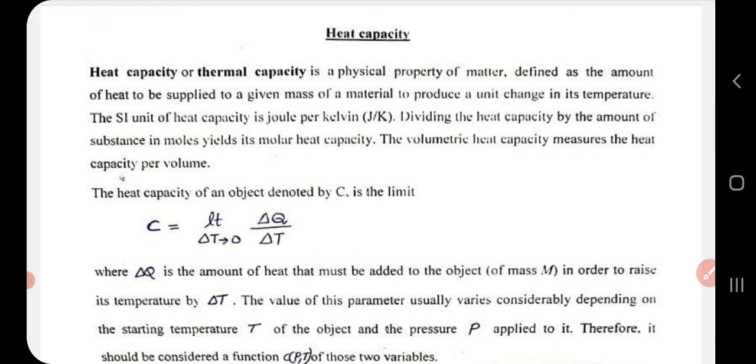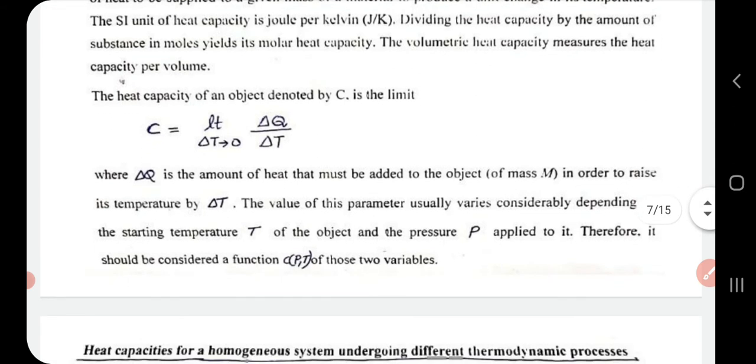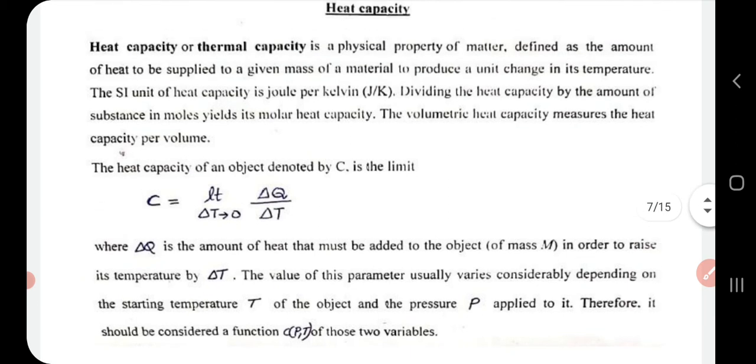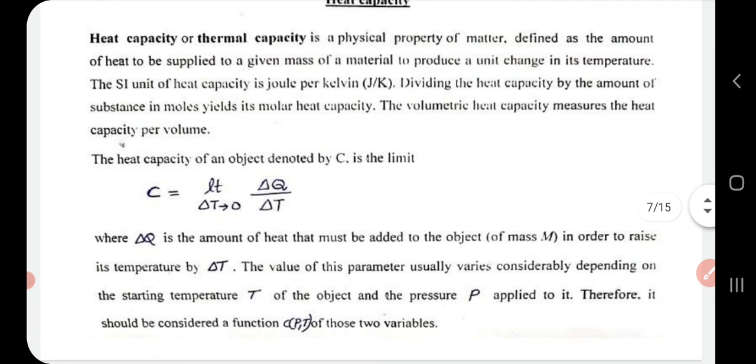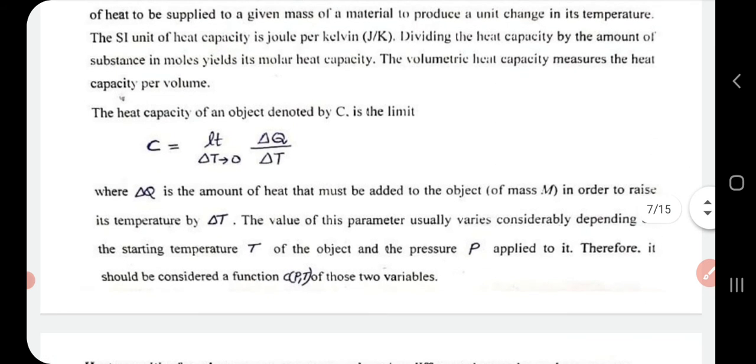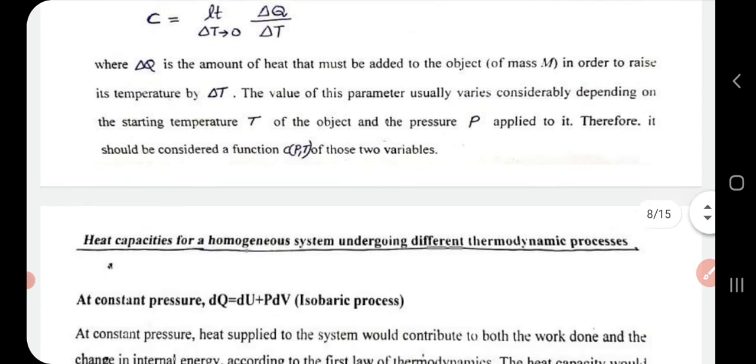Okay. Now what is volumetric heat capacity? It measures heat capacity per volume. Now heat capacity is denoted by the capital letter C. It is given by the limit delta T tending to 0 of delta Q by delta T. Okay, study the definition for heat capacity, its mathematical representation, and the unit. These are all definitions that you can just go through.